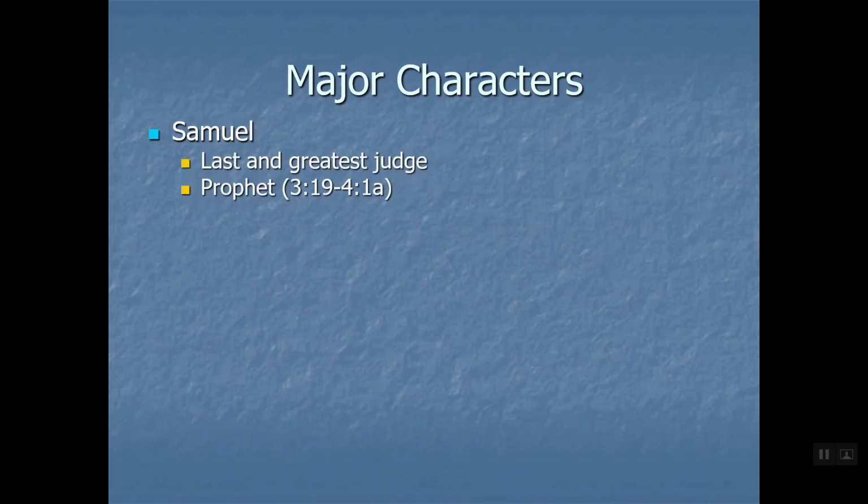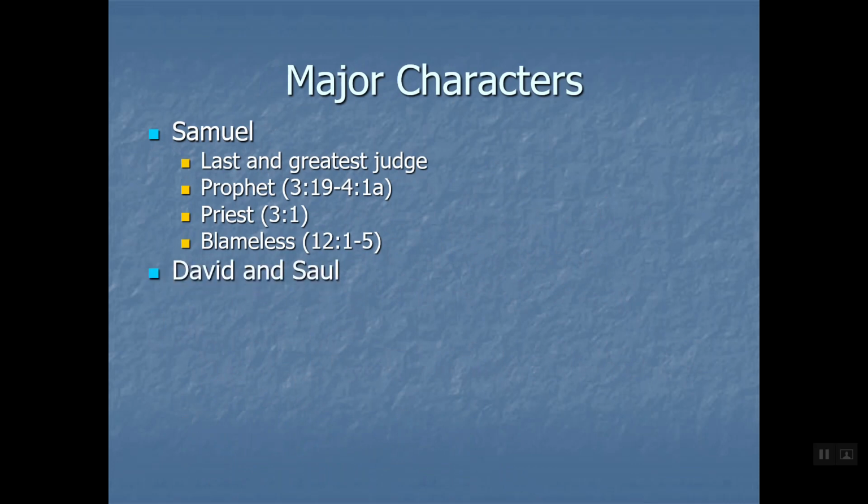All right, major characters. Now it's your turn, Isaiah. Major character. Yeah, okay. Samuel, last and greatest judge, absolutely was, but much more like Moses than any of those judges. He was a prophet, a priest, blameless, unlike his sons, but no one was able to raise their hand and say, hey, you stole something from me, or you used your power in a way that was not appropriate.